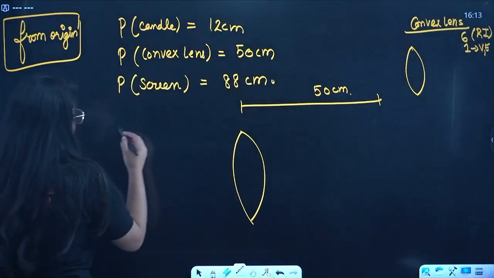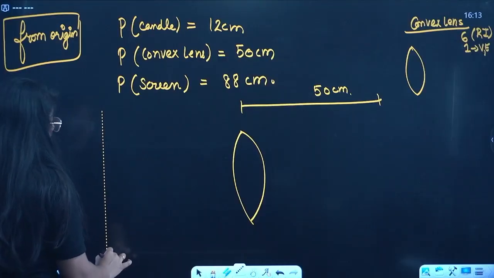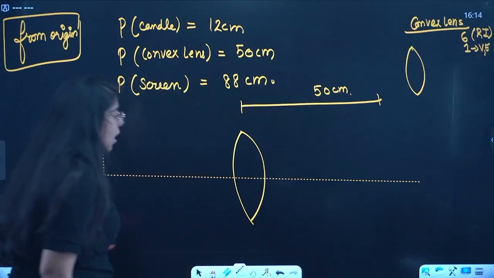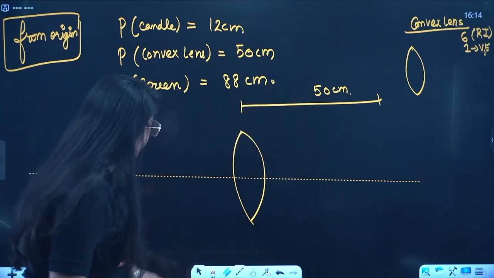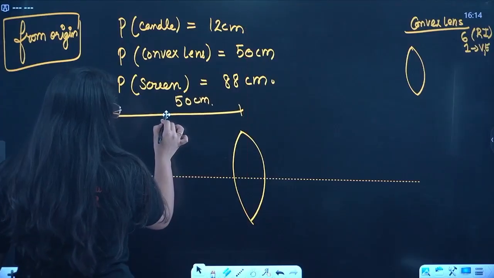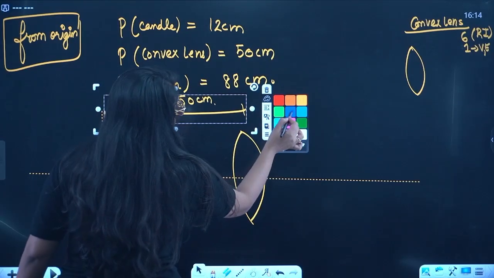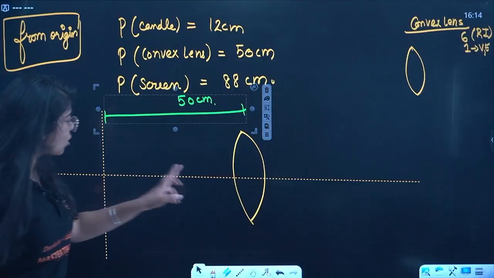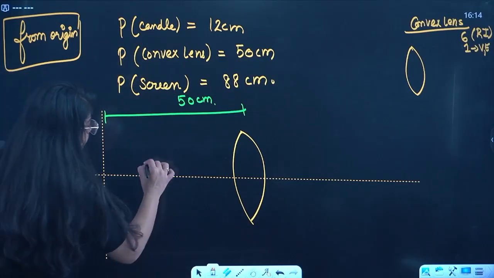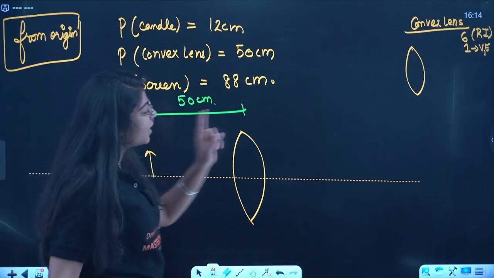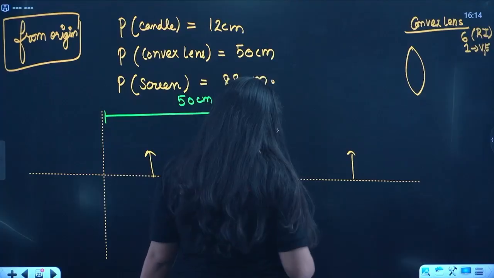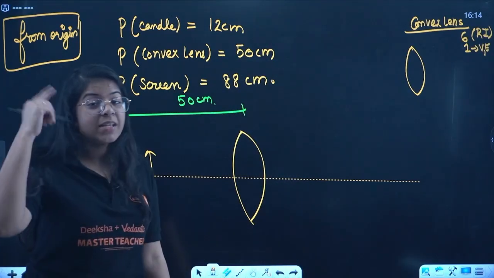Let's see what happens. Okay, so this is your origin. I'm trying all the things. You tell me which is better. If this whole thing comes here, now this is your 50 centimeter distance of lens. Now distance of candle. If I would have done that origin, your candle will be here on the right hand side, right? That doesn't make sense. So that's how you think.